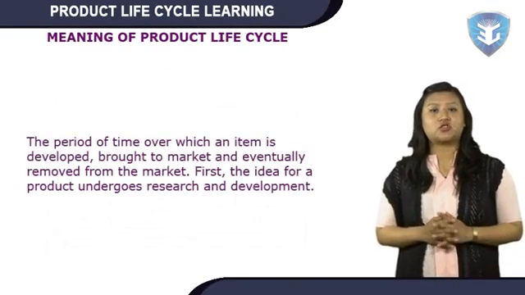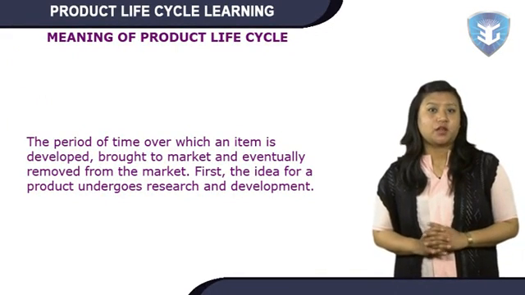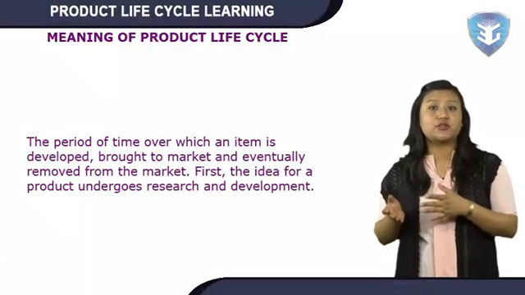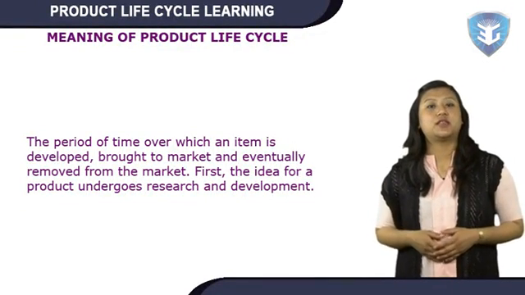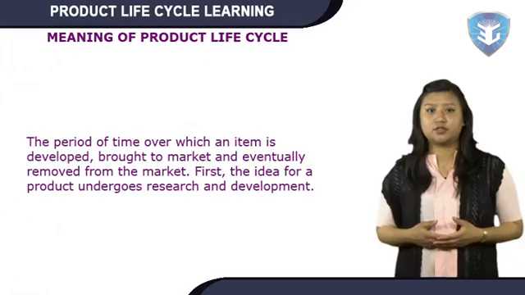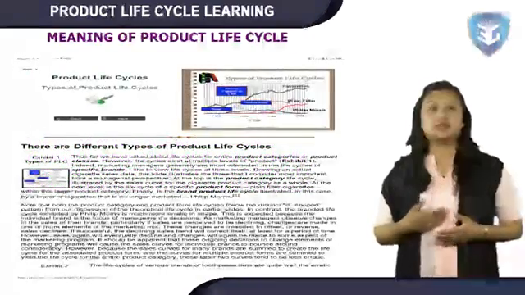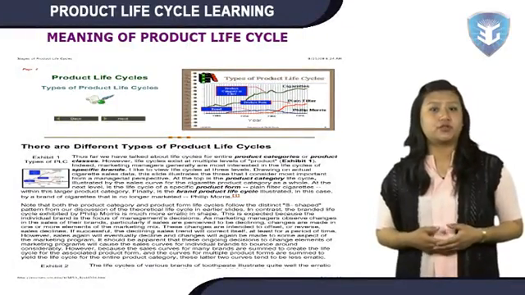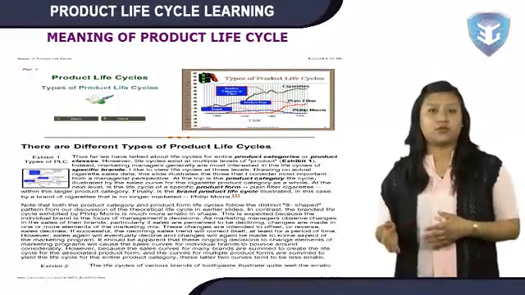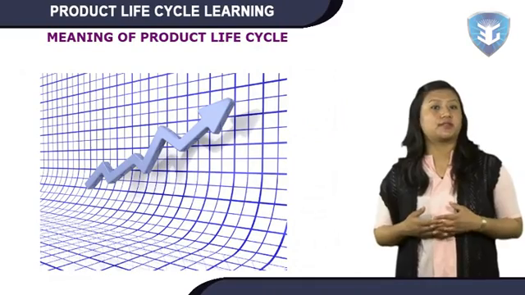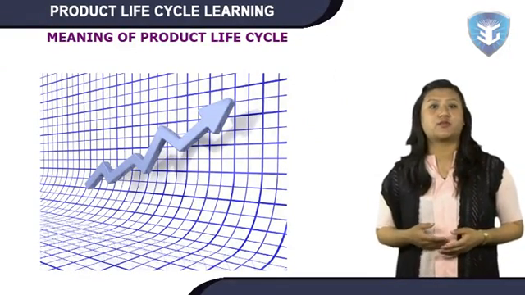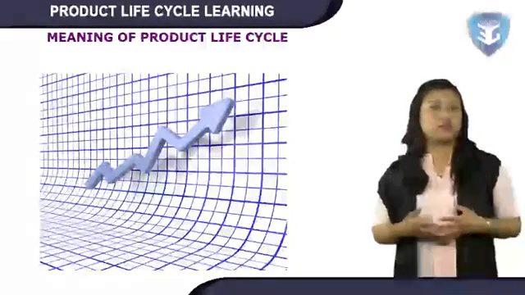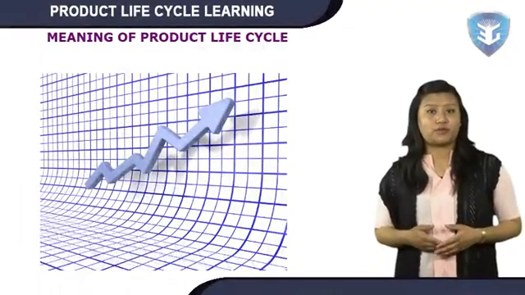Let us now find out about the meaning of product life cycle. It is the period of time over which an item is developed, brought to the market and eventually removed from the market. First, the idea for a product undergoes research and development. If the idea is determined to be feasible and potentially profitable, the product will be produced, marketed and rolled out. Assuming the product becomes successful, its production will grow until the product becomes widely available. Eventually, demand for the product will decline and it will become obsolete.